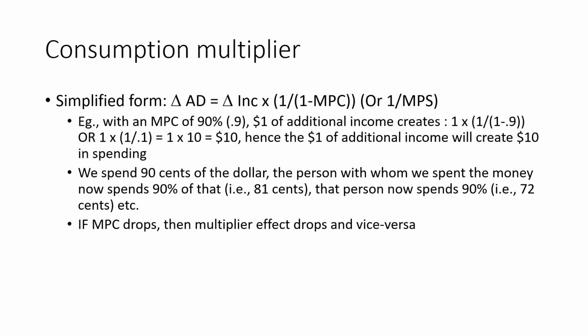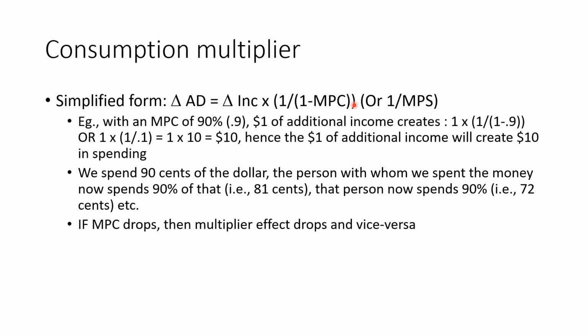Now let's look at the consumption multiplier. And again, it's easier than it looks. All right. The consumption multiplier will give us the actual change in aggregate demand based on this government fiscal policy. Primarily, this one has to do with taxes. You take the change in income and multiply it by 1 over 1 minus the marginal propensity to consume.